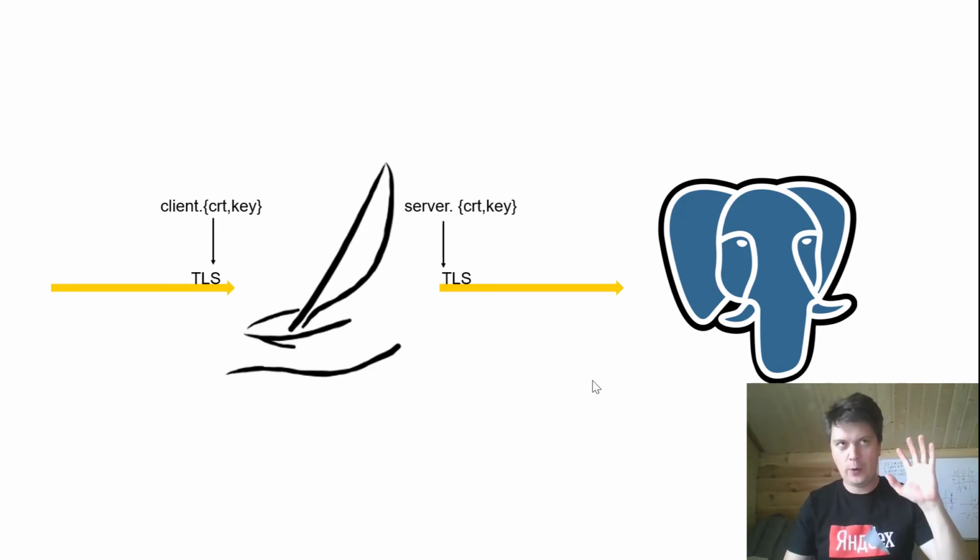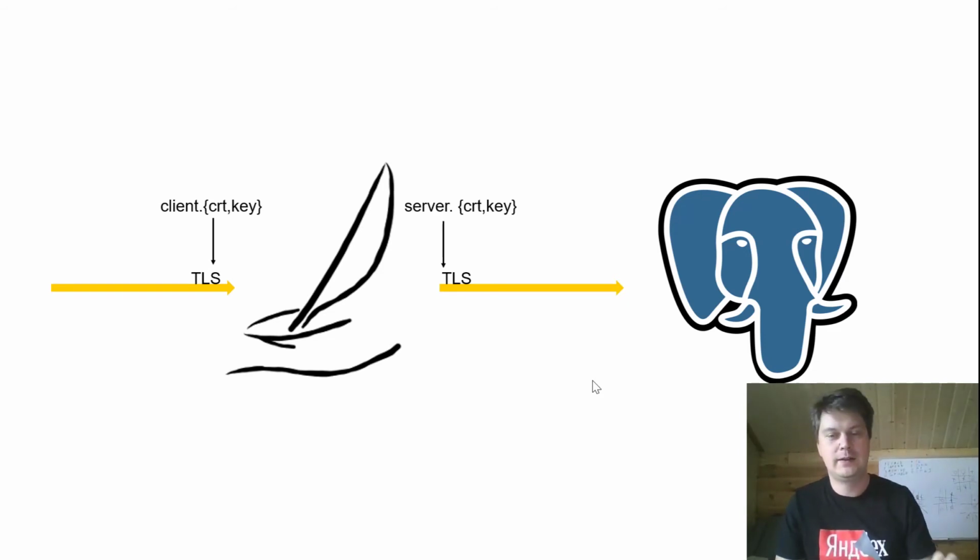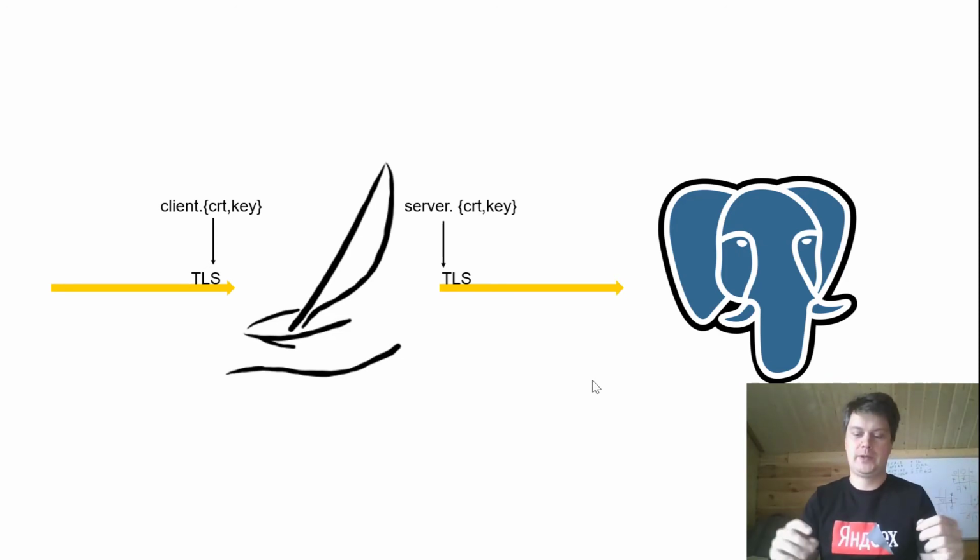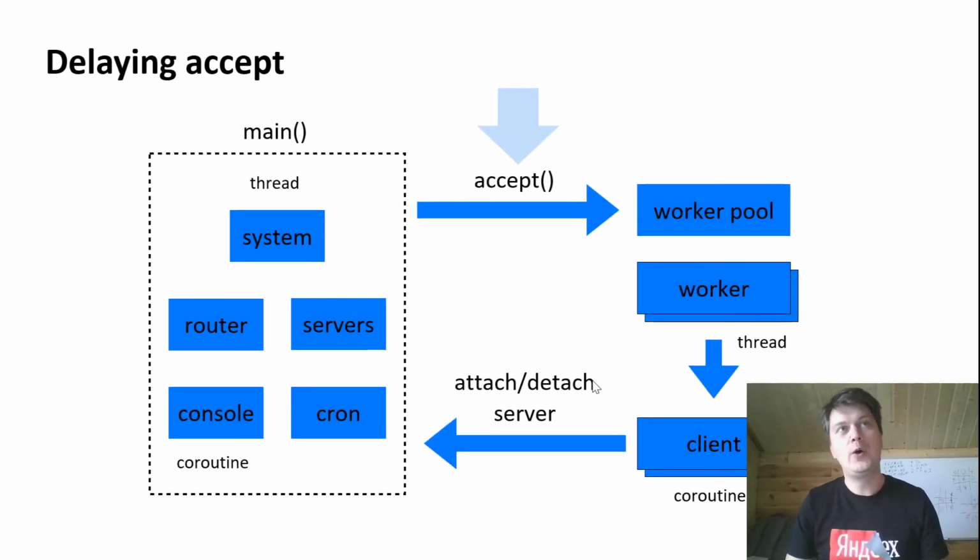So now we reload client certificates only on a SIGHUP command, on service odyssey reload, and it allowed us to make our accept channel better. How did we do it better?